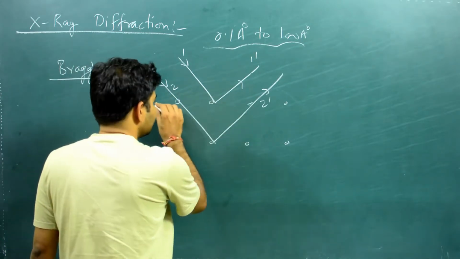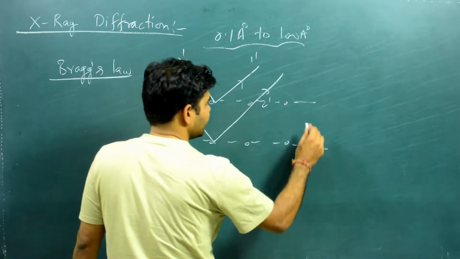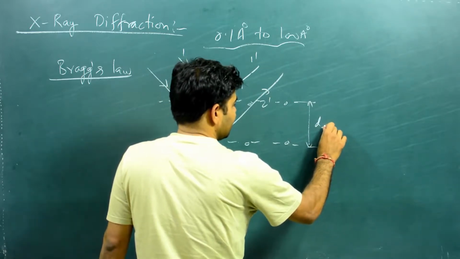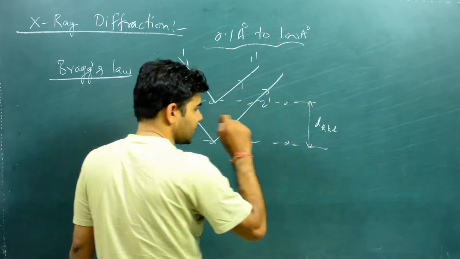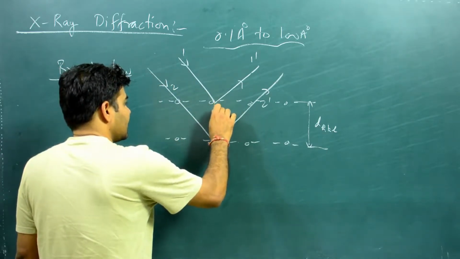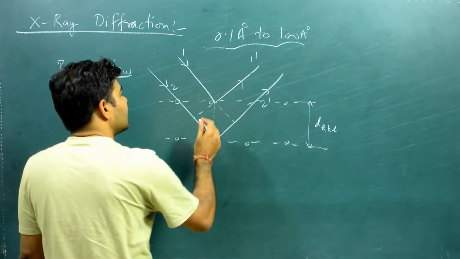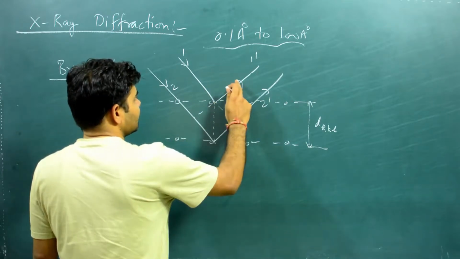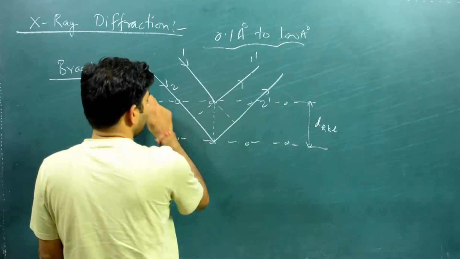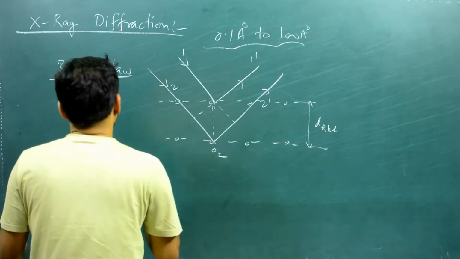Suppose this is one plane and this is another crystal plane. The distance between these two parallel planes is, let's say, d_hkl, where hkl are the Miller indices of these planes, and parallel planes have the same Miller indices. So what is the path difference between these two rays? Let me call this O1 and this O2.